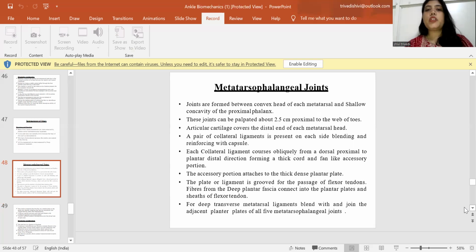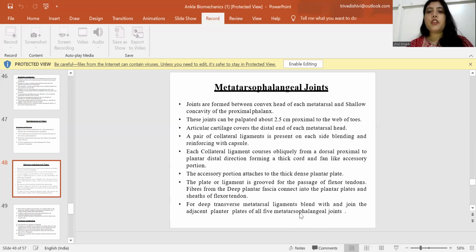Metatarsophalangeal joints. Joints are formed between the convex head of each metatarsal and the shallow concavity of the proximal phalanx. These joints can be palpated about 2.5 cm proximal to the web of the toes. Articular cartilage covers the distal end of each metatarsal head. A pair of collateral ligaments is present on each side, blending and reinforcing with the capsule.